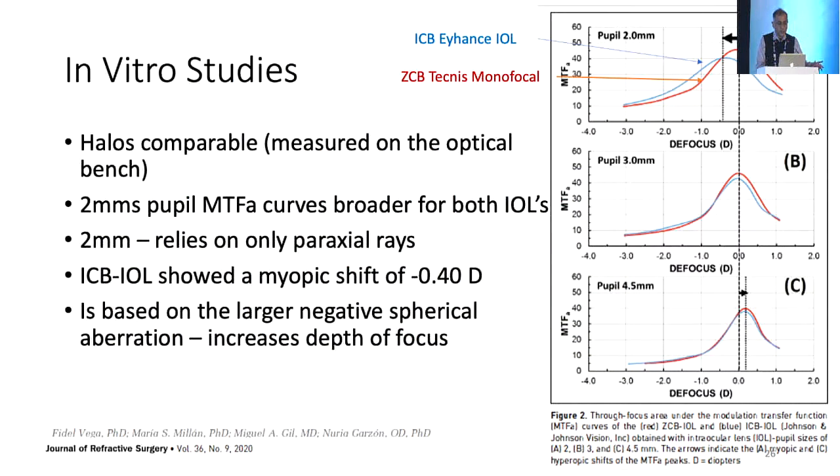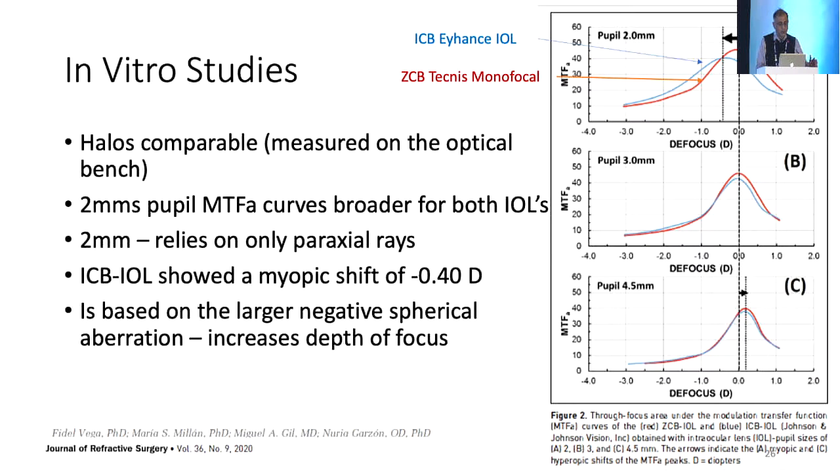So when you look at the modulation transfer function area at the 2 millimeters, you'll see that the curve is similar for both the IOLs. This is because this relies on the paraxial rays. However, when you look at the Tecnis Eyehance, you'll see that there is a myopic shift of around 0.4 diopters.